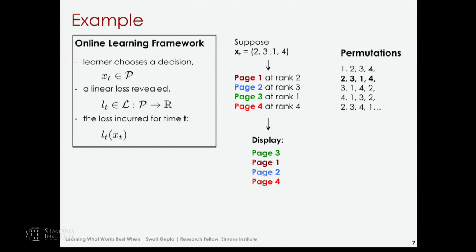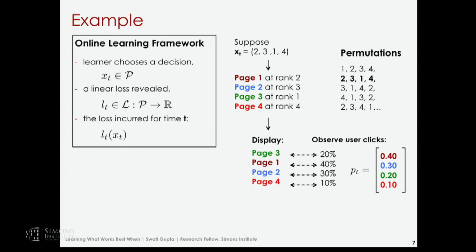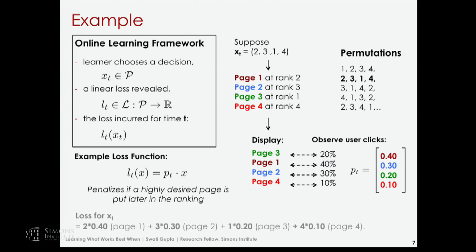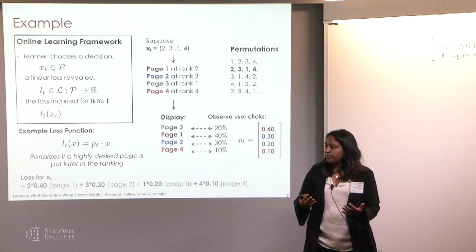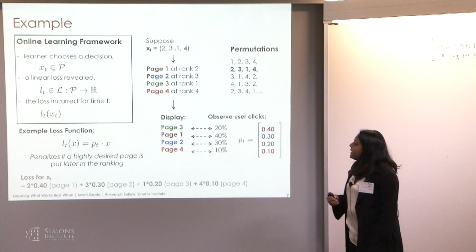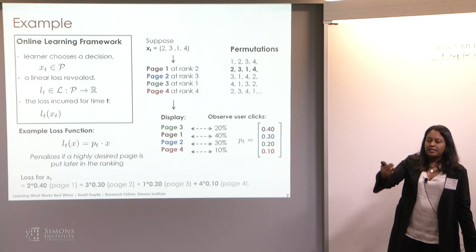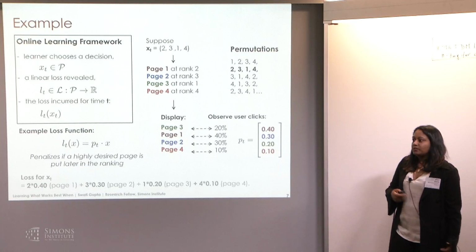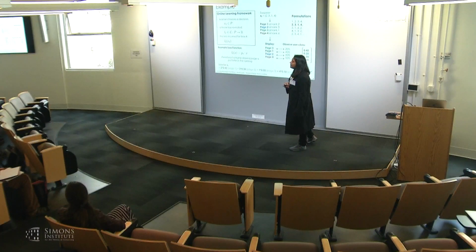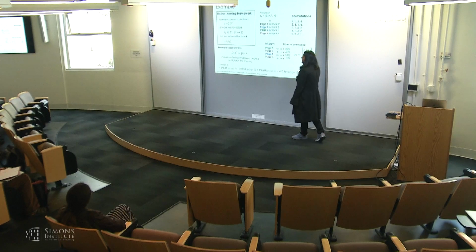let's say I'm looking at permutations, and I say, OK, I'm going to play 2, 3, 1, 4. That means that I'm displaying, let's say, page 1 at rank 2, page 2 at rank 3, page 3 at rank 1, and page 4 at rank 4. And given this display, I observe what are the click-through rates of users. So that's like a linear loss function that has been revealed to me. And then the algorithm suffers a loss, which is a dot product of these two vectors. And this simply penalizes if a highly desired page is placed at a later rank, I'll get more loss. Right? So, yes. This is linear in the probability distribution over the vertices.